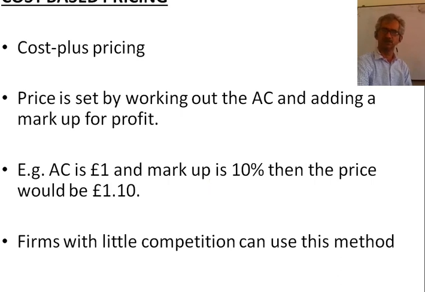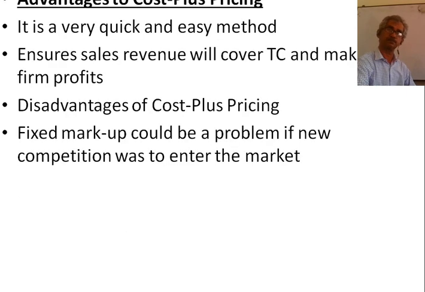Cost-based pricing means cost plus pricing. Price is set by working out the average cost and adding a markup of profit. Suppose average cost is £1 and markup is 20%, then the price would be £1.20 sterling. Firms with little competition can use this method, cost plus pricing.